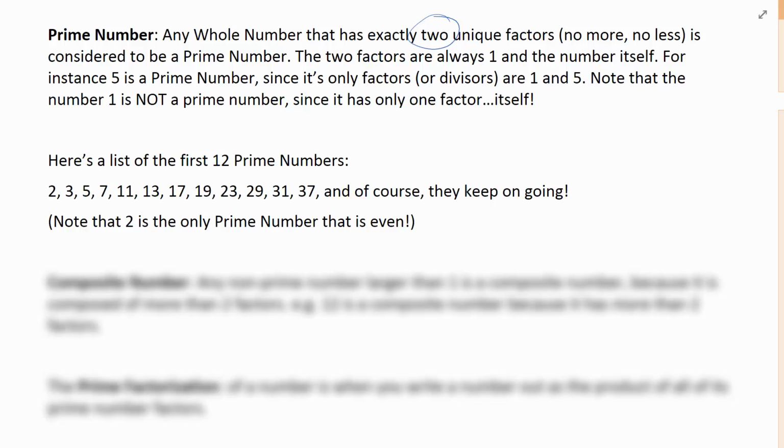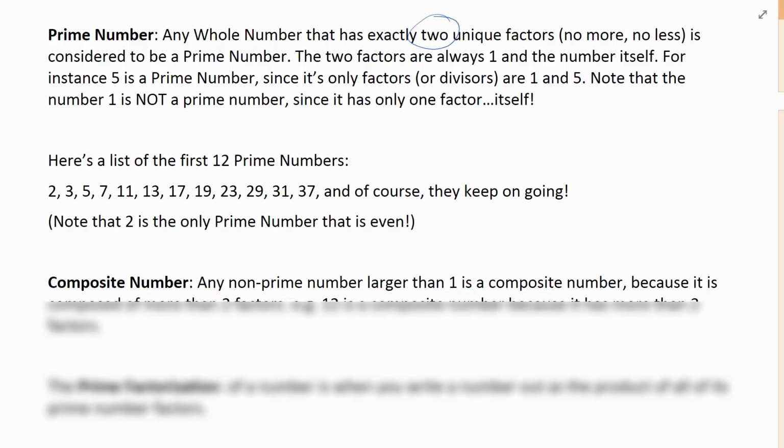Next definition, composite number. Any non-prime number larger than 1 is said to be a composite number. So if it's not a prime number but bigger than 1. This is because it is composed of more than two factors. Example, 12 is a composite number because it has more than two factors.